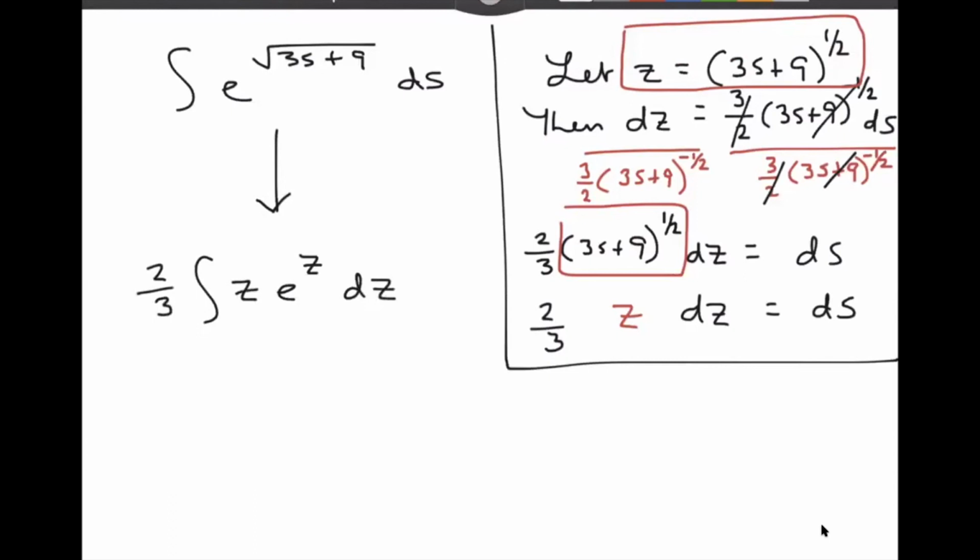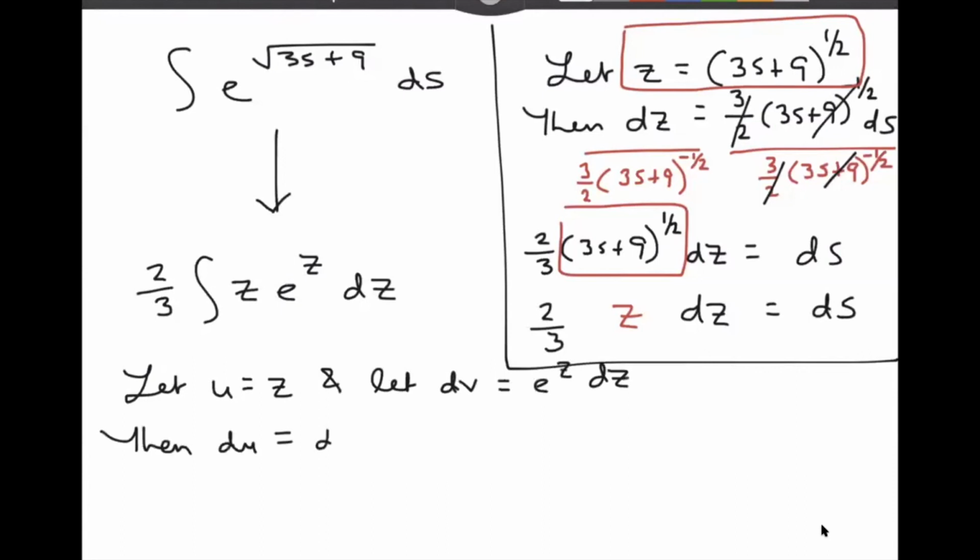So let's do it. This is an easy integration by parts. Let u equal z and let dv equal e to the z dz. Then du is just dz and v is just e to the z.